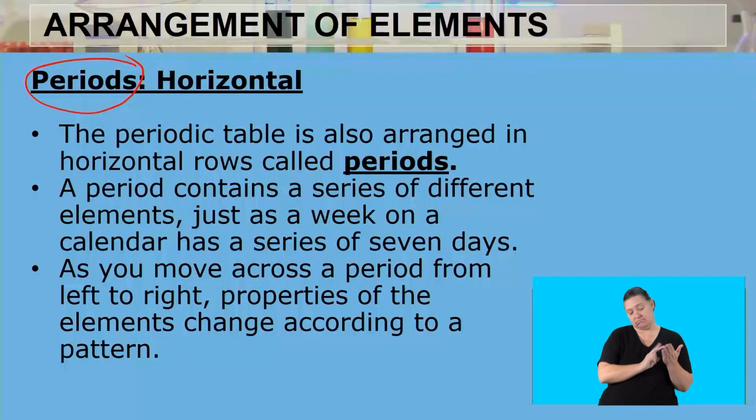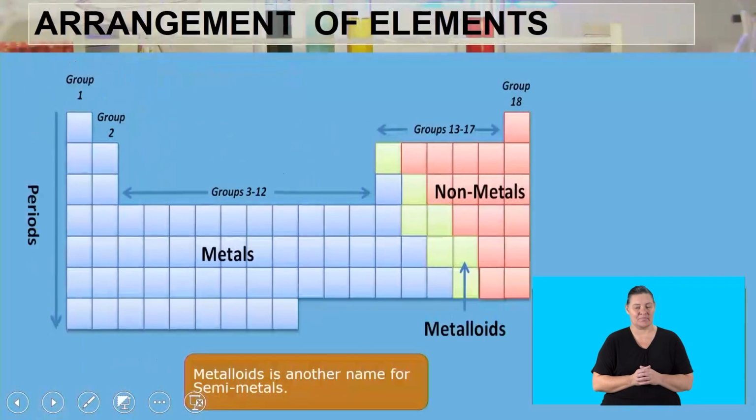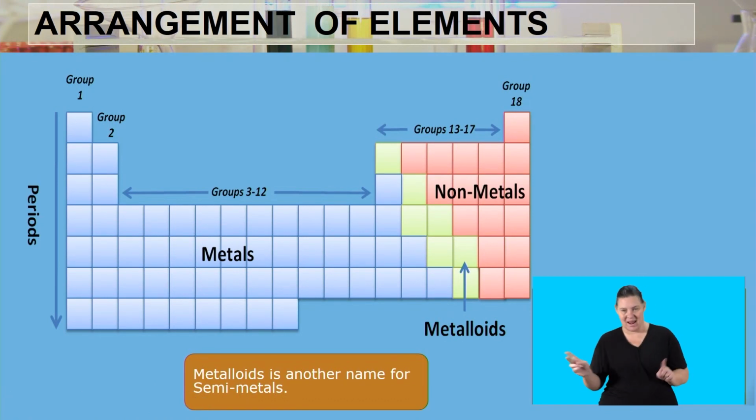As you move across the period from the left-hand side to the right-hand side, the properties of these elements change. You find that you're moving from the metals to the metalloids to the non-metals because you're moving across the period. This is what I mean by moving across the period and moving from top to bottom, the groups and the periods. Going down from the top, those are groups.